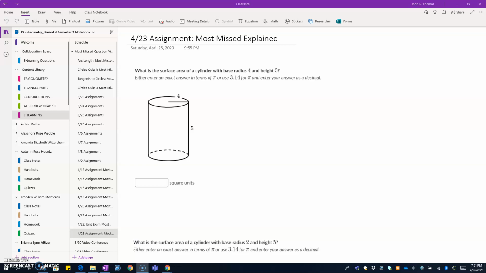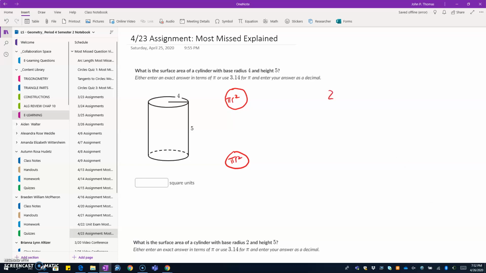So the first one says, what is the surface area of a cylinder with a base radius of 4 and a height of 5? It says either enter an exact answer in terms of pi or use 3.14 for pi and enter your answer as a decimal. So we've got a radius of 4, a height of 5, and we're looking at surface area. I always think of the net. When I think of the net, I've got a circle on the top and a circle on the bottom. Each circle is pi r squared for area.